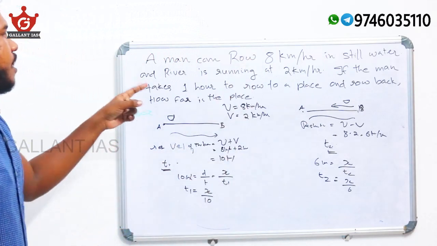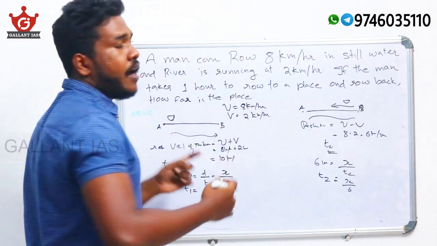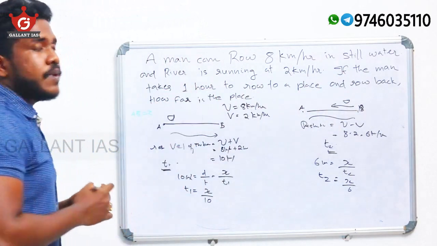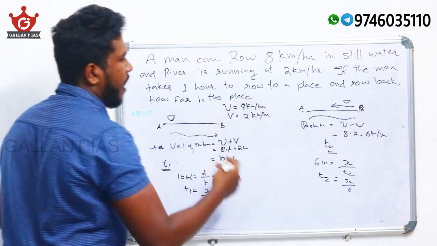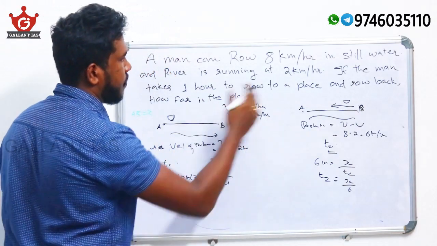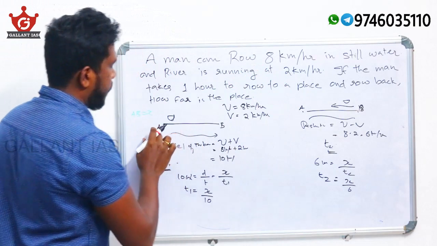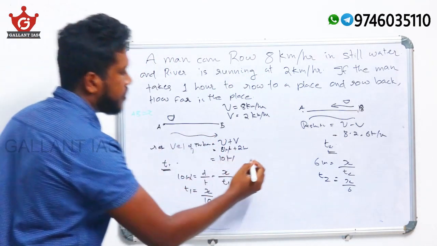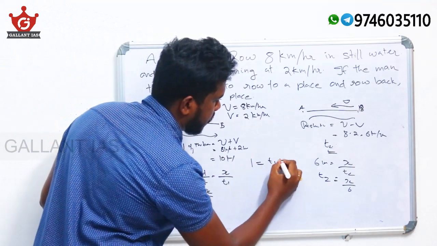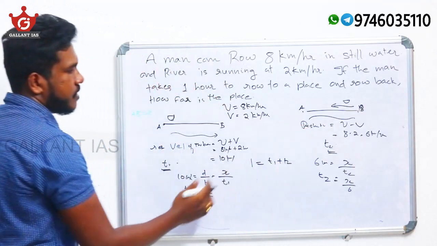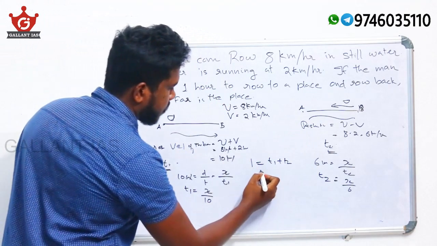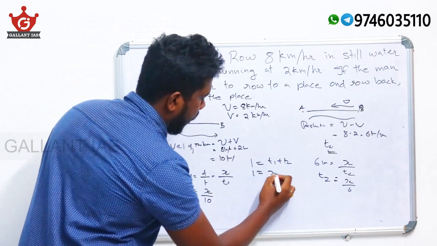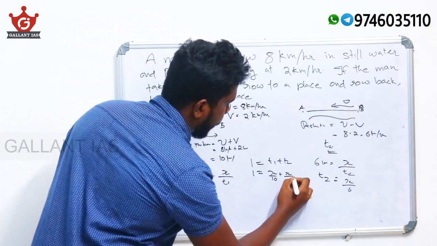If the man takes 1 hour to row to a place and row back, how far is the place? That is, the man went from A to B and from B to A, and the total time is 1 hour. That is, 1 hour is equal to T1 plus T2. Now we can substitute the values of T1 and T2 in this equation. That is, 1 is equal to x by 10 plus x by 6.